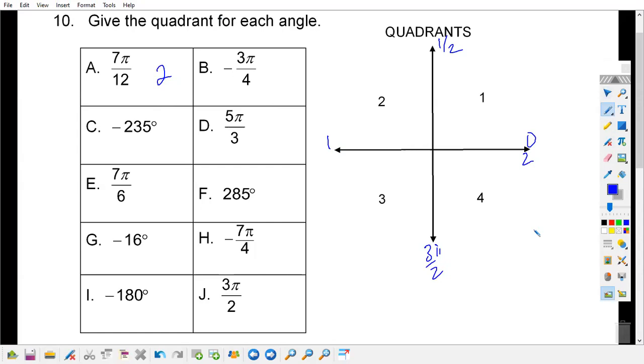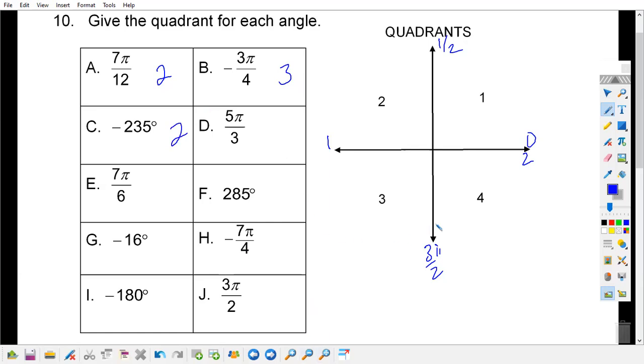All right, b, negative 3 pi over 4. Good job. We got a 2, we got a 2. Good job. 5 pi over 3. 1.